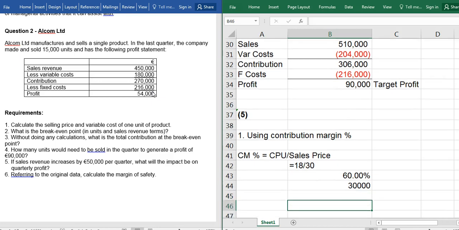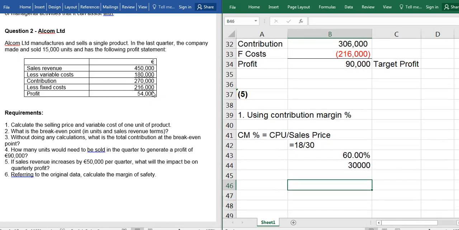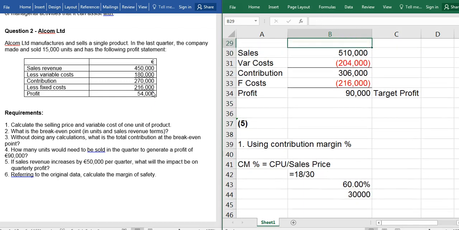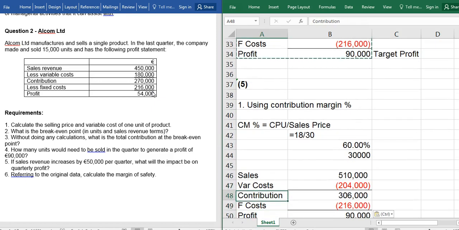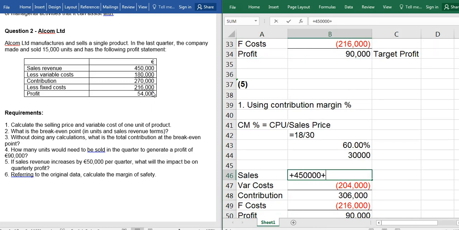So use your approach to prove it. Look at your P&L. Start with your sales revenue, etc. So go down and have a proof of that. Our sales, we're told, have gone up by 50,000, so they're 450 plus 50.